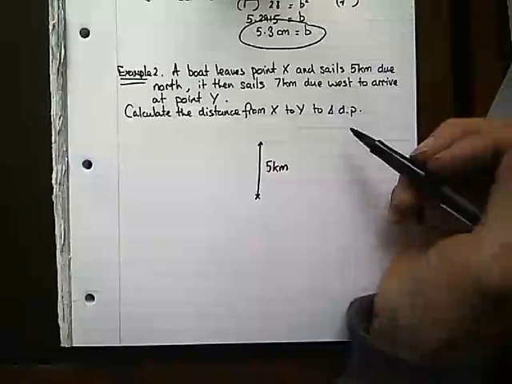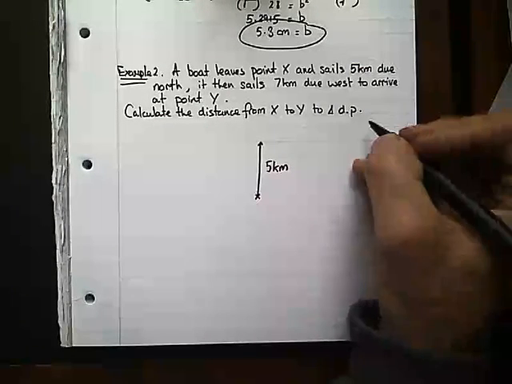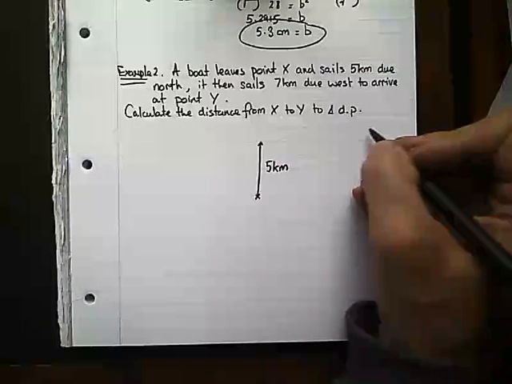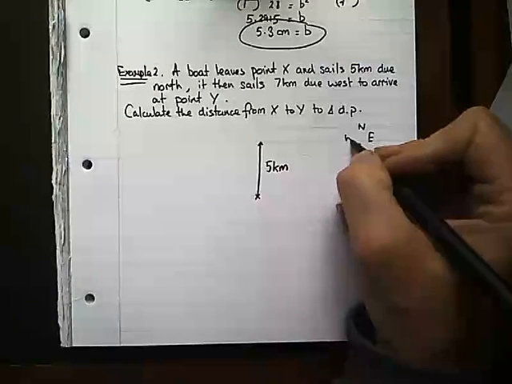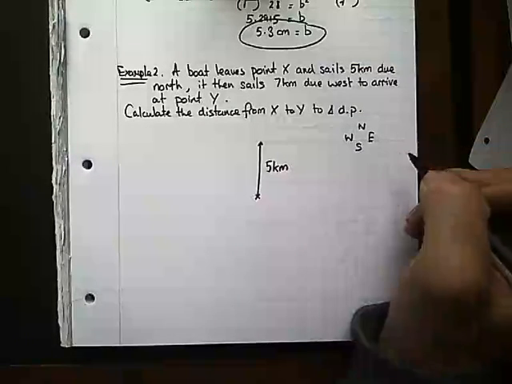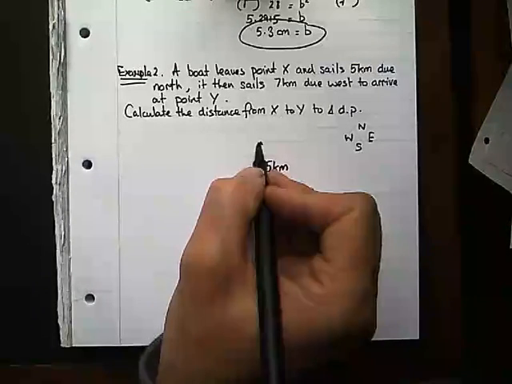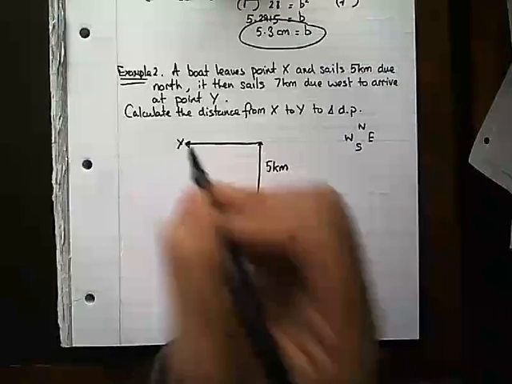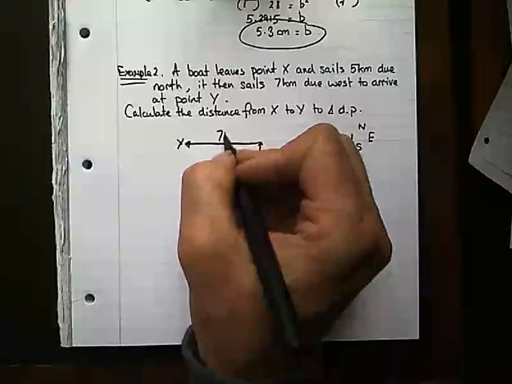Then it sails 7 kilometers due west. So I don't know if you remember, but it goes north, east, south, west if we were to go rotational. And I remembered that as never eat shredded wheat. Okay, so north, east, south, west, never eat shredded wheat. So I need to go west, so I'm going to turn left, and I'm going to go all the way to point Y, and it says I travel 7 kilometers due west, so 7 kilometers.